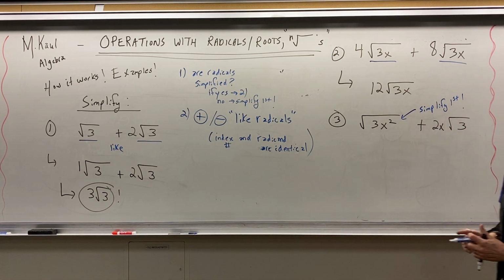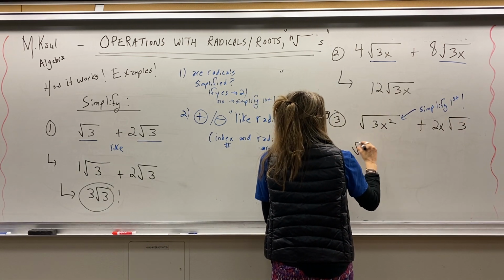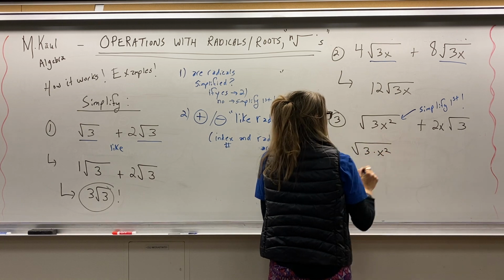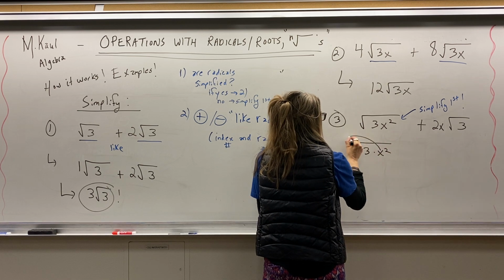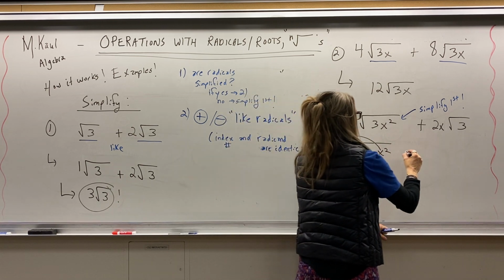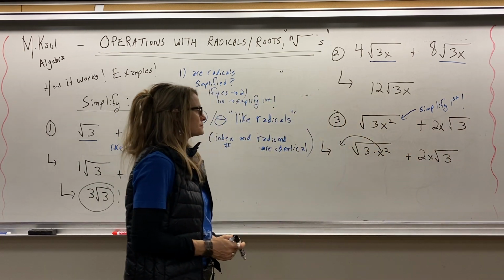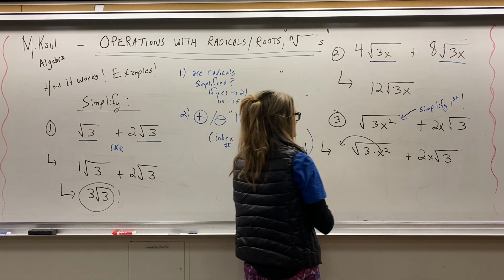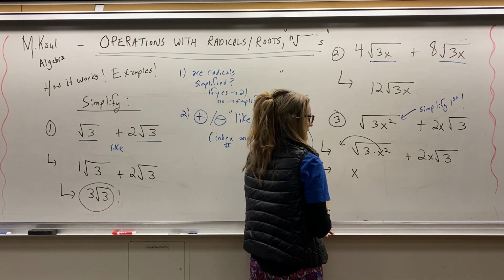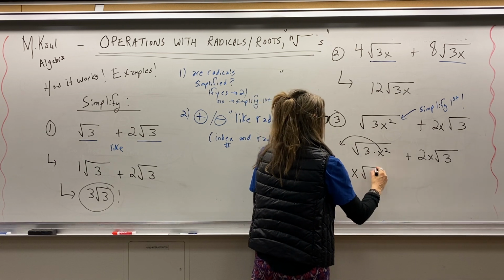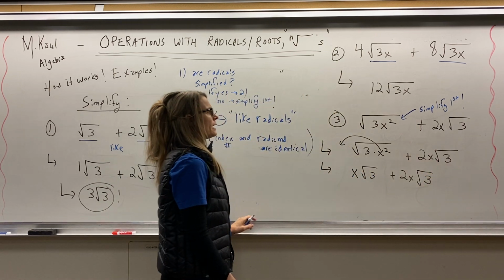Okay, so in this case, I'm going to rewrite this as square root of 3 times x squared, where I'm going to pull the x squared out front, and that becomes x, plus 2x square root of 3. Okay, now the square root of x squared, when that comes out, is x square root of 3 plus 2x square root of 3. Now how do I add these?